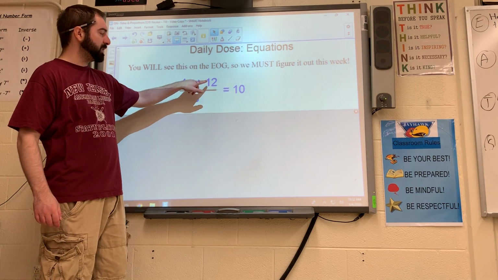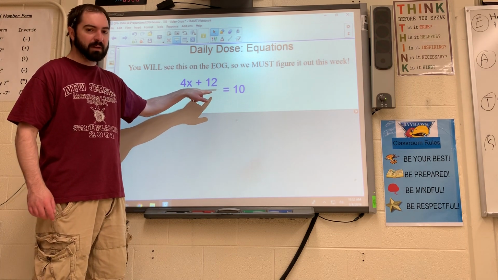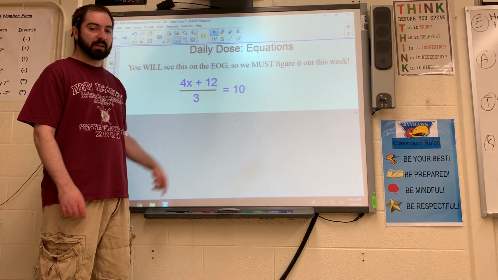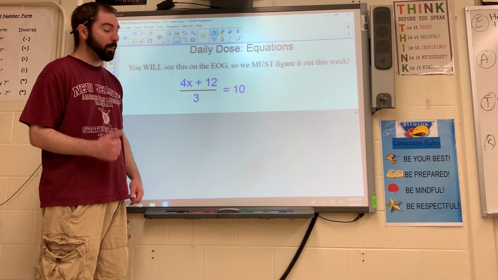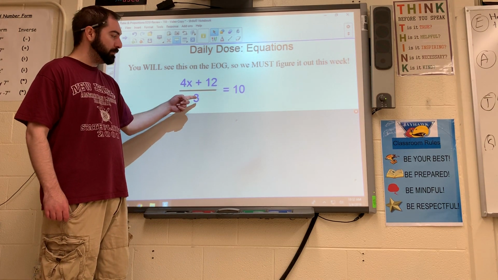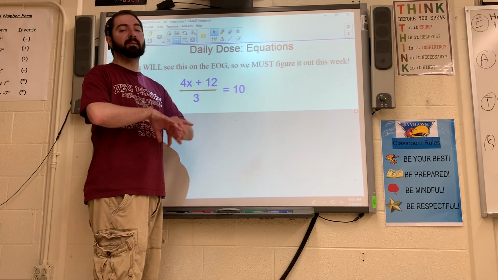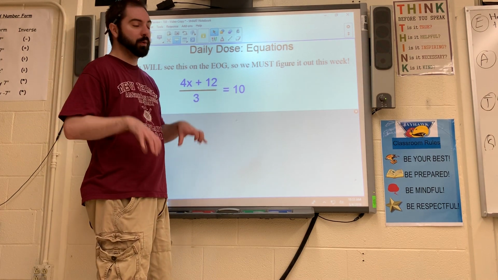4 times x plus 12 is all over 3, but I'm not going to use this over word. I'm going to think about a fraction bar as really a division symbol, so the real problem is 4 times x plus 12, all being divided by 3 is the same as 10. The first thing, you've got to break these problems up and set them up correctly.